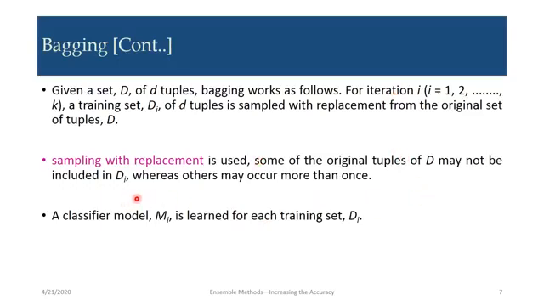Here Di is a training set for the model Mi, the model 1, to construct the classifier M1. So in that, maybe some tuples may not be present and some tuples are present repeatedly. So a classifier model Mi is learned for each training set Di. Di is nothing but the training tuples, which are helpful to make the classifier Mi.